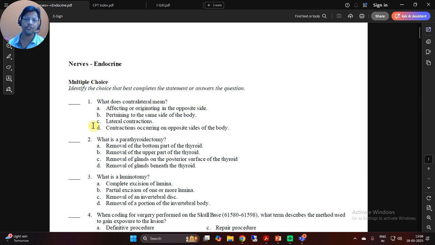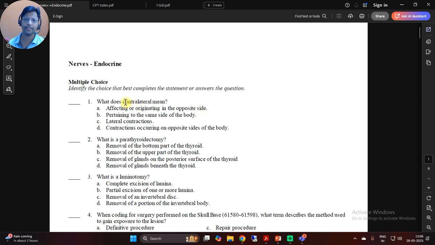Here we have four options: affecting or originating in the opposite side, pertaining to the same side of the body, lateral contractions, contractions occurring on opposite sides of the body. So what is the correct answer? Basically in CPT coding or ICD coding, we have a few codes based on laterality. So what does contralateral mean? Affecting or originating in the opposite side.